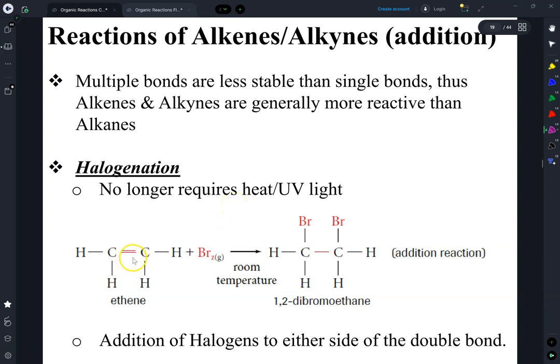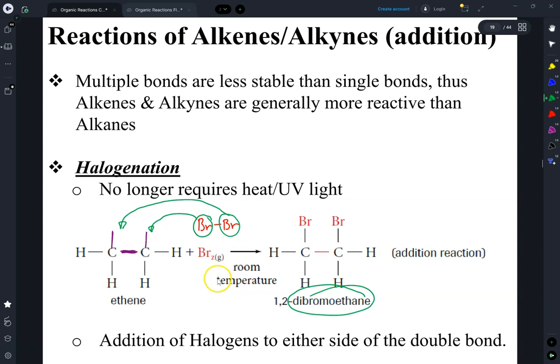Looking at this reaction, we see a double bond turning into a single bond, which is one of the signs of an addition reaction. So we're going to break the double bond, resulting in the formation of a single bond and two new sites being opened up, allowing the two bromines to latch on to each side of that double bond. And this produces a dibromoethane.